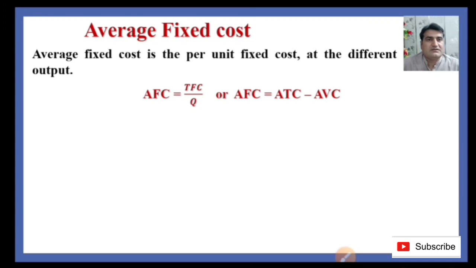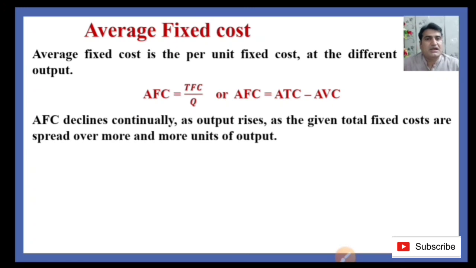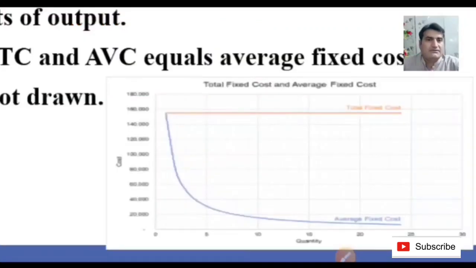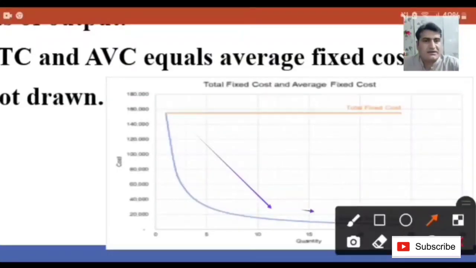The average fixed cost is equal to average total cost minus average variable cost. It declines continually as output rises, as the given total fixed costs are spread over more and more units of output. The vertical distance between average total cost and average variable cost equals the average fixed cost. That's why a separate average fixed cost curve is not drawn. Average fixed cost continually decreases.